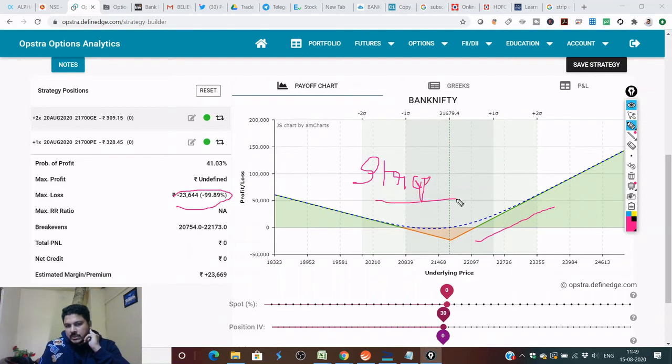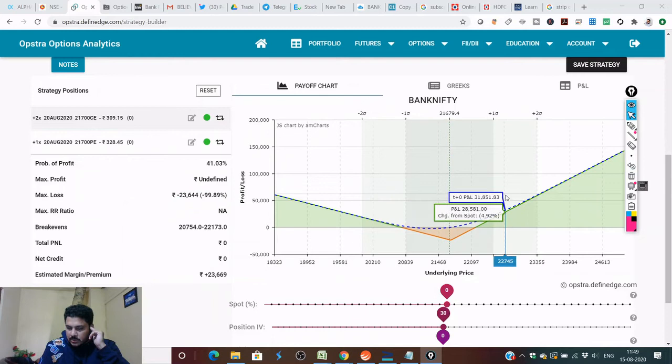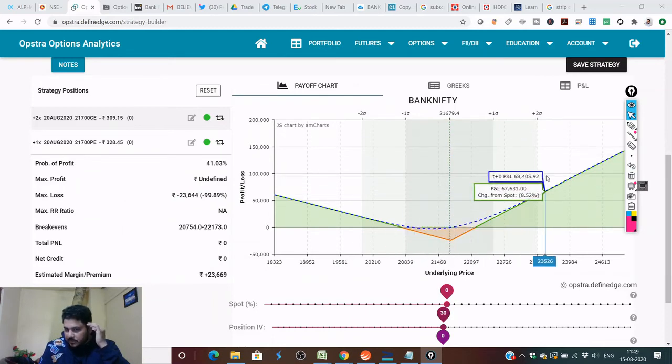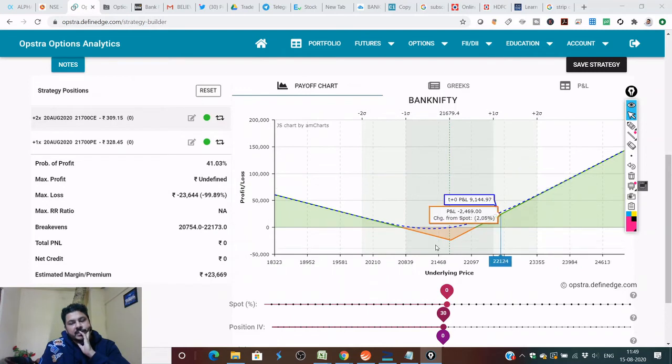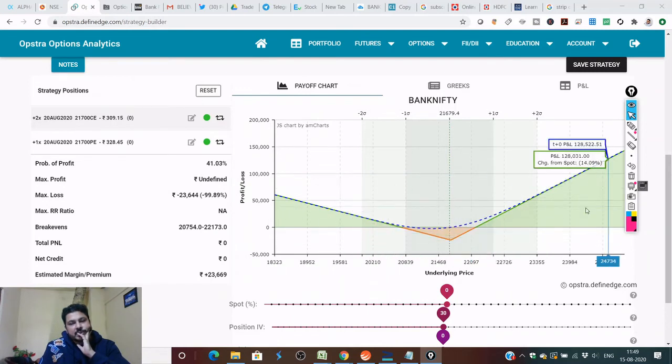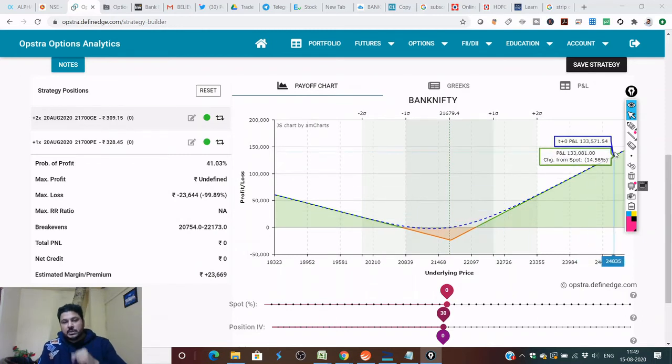Okay, so this is called a strap. So we have 2 calls and 1 put. This can be used if you feel that there is some news which is going to come up and which is going to take the market higher in either direction, either this or this. This is especially for bullish. So if you feel that the market is going to go up with some kind of news, then you can definitely go for this strategy.